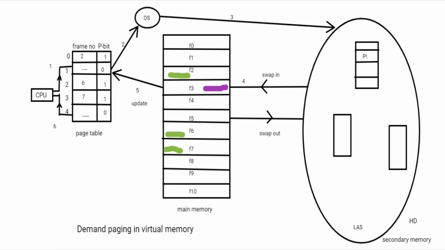and that virtual address needs to be converted to a physical address. The unit which converts logical address to physical address is called MMU, that is Memory Management Unit. It is responsible to convert a logical address into physical address.